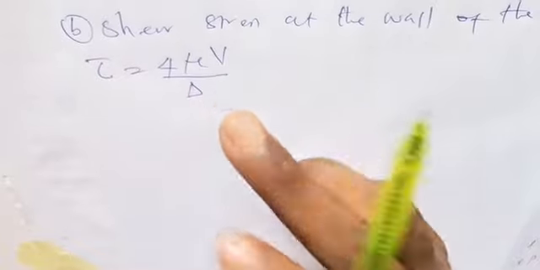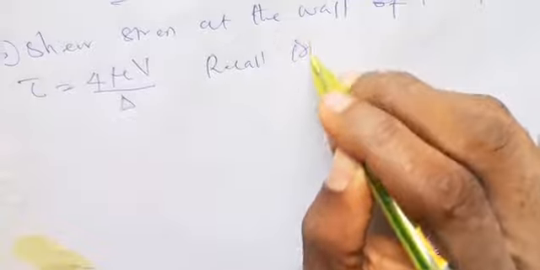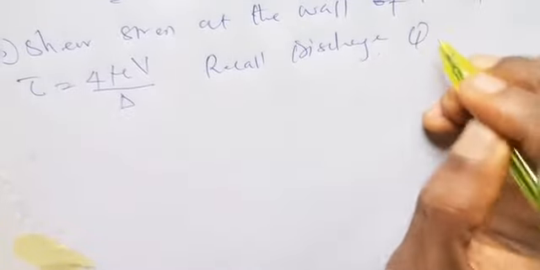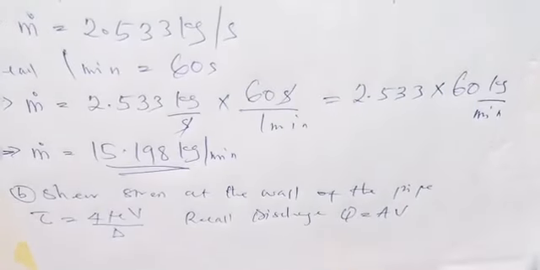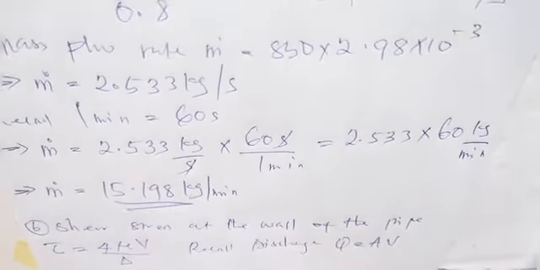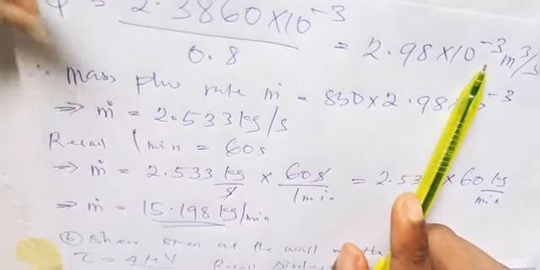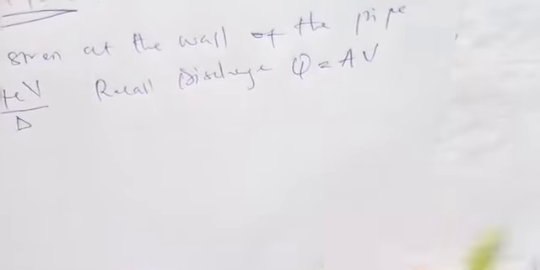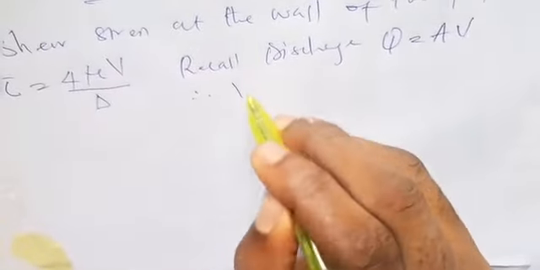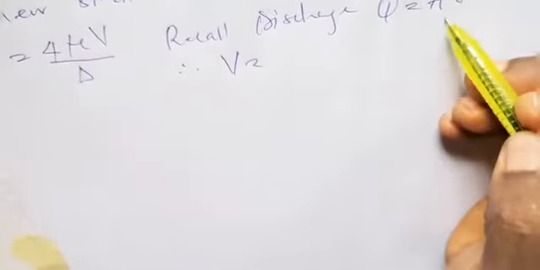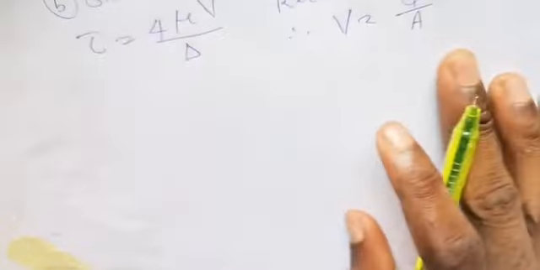But then, how do we find velocity? Recall that discharge Q is area times velocity. We've already obtained the value of the discharge earlier. We saw it to be 2.98 by 10 to the power of minus 3. So since we know our discharge, we can find the area of the pipe. Therefore, velocity from this equation becomes discharge all over area. So let's find the area now.